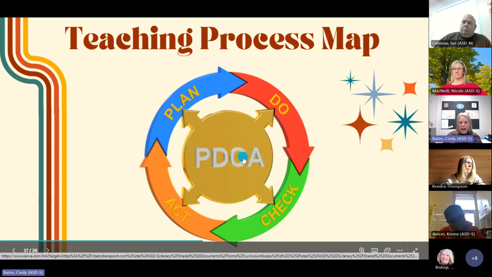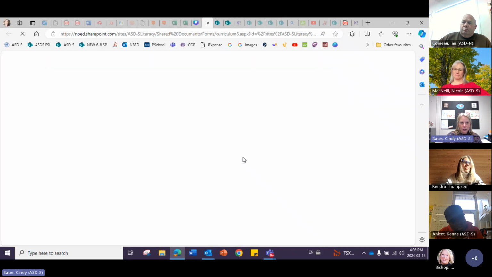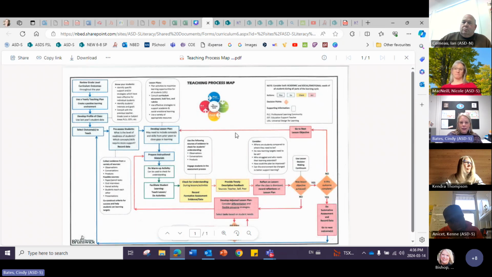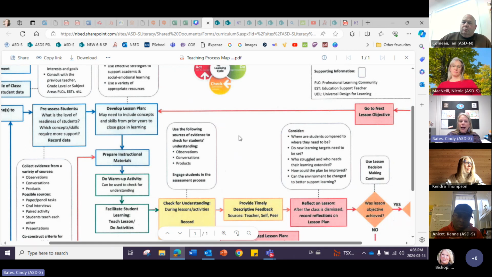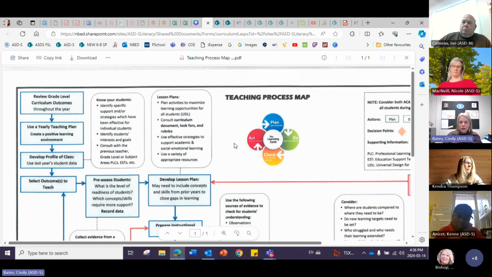So plan, do, check, act, which we did take a quick look at earlier, is kind of the second piece when we're talking about the learning cycle. So you'll see this often. I'm going to blow this up a little bit for you. But this is basically showing you from start to finish. This is the learning cycle.